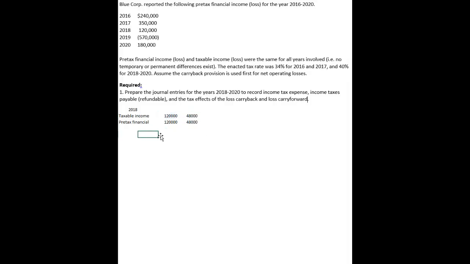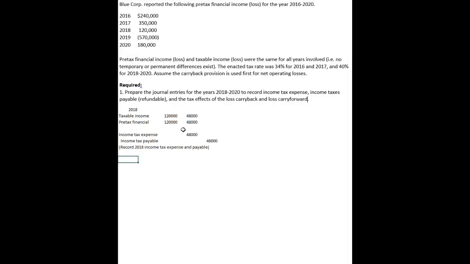Okay, so what we're going to do at the end of 2018 is record income tax expense of 48,000 and income taxes payable of the same amount. Very simple. So record 2018 income tax expense and payable.